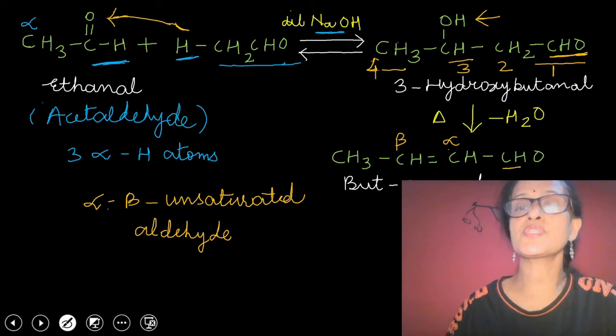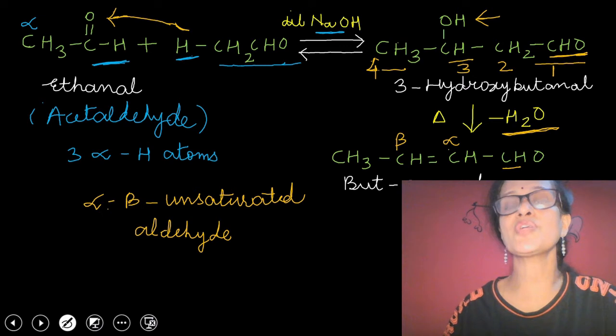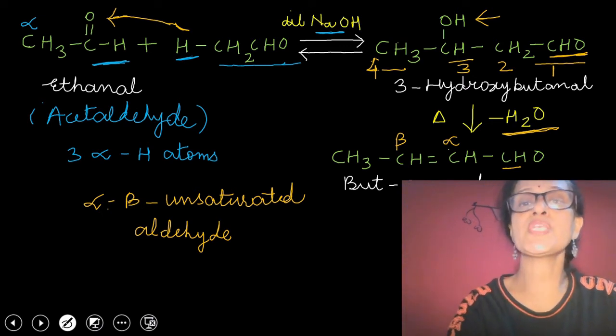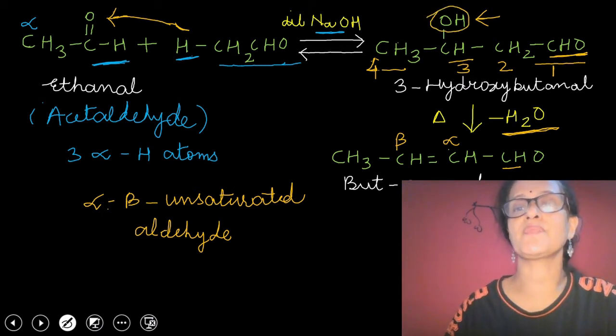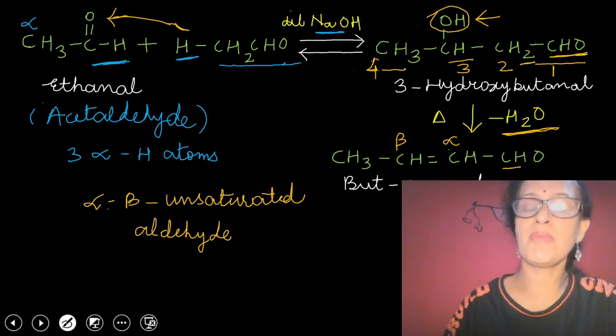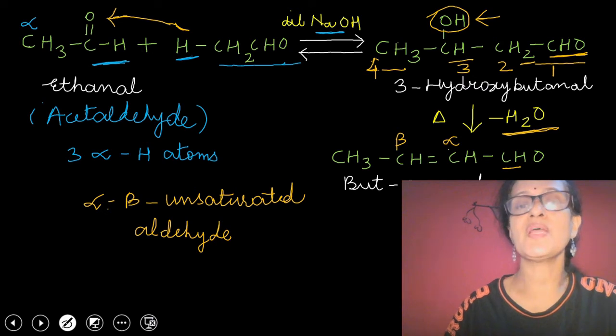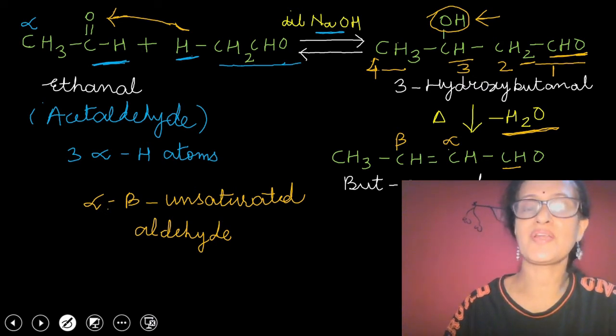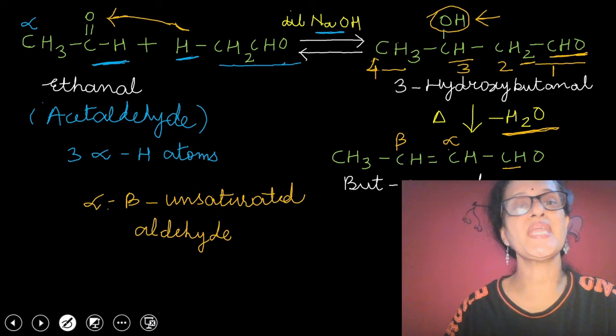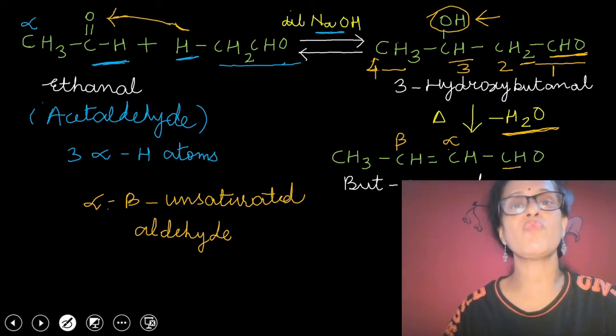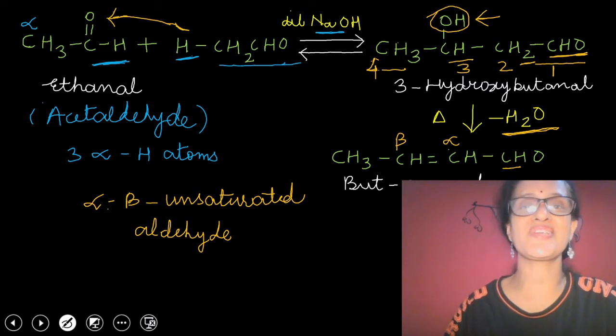So 3-hydroxybutanol on heating results in the elimination of a water molecule. So from where is the water molecule lost? OH of the beta carbon atom and H of the alpha hydrogen atom combine and form one water molecule, and they are eliminated. So your product will be butanol. I hope it is clear to you. So if you have understood this trick, you will never commit a mistake while writing the Aldol condensation reaction.